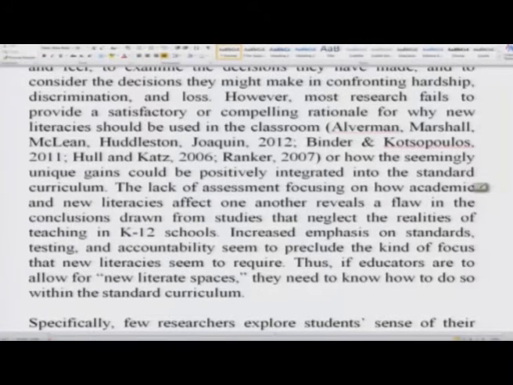So, how you integrate it into the standard curriculum, that has been elaborated here. So, there is focus on standards, testing and accountability. So, therefore, there is a problem. Teachers, educators, they need to know how to integrate new literacies into standard school curriculum.